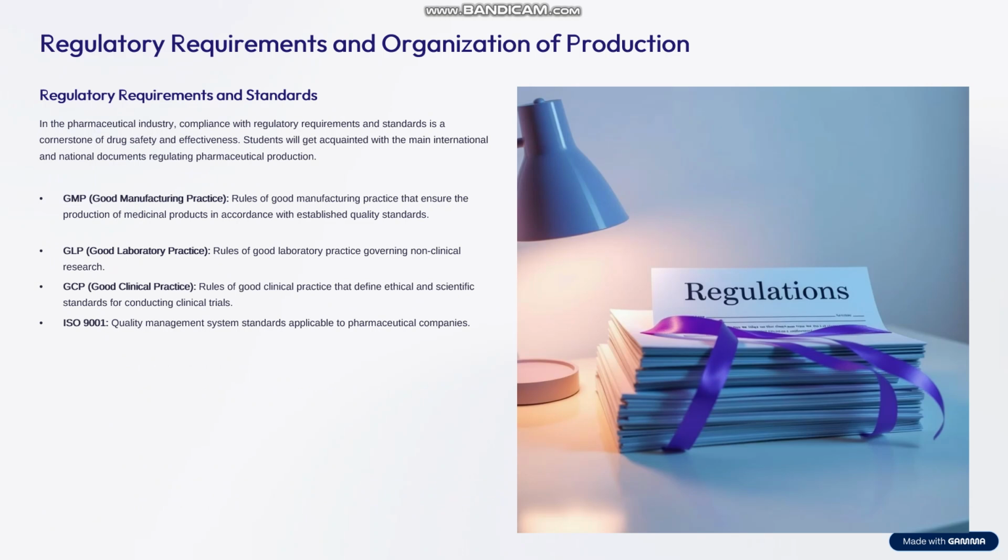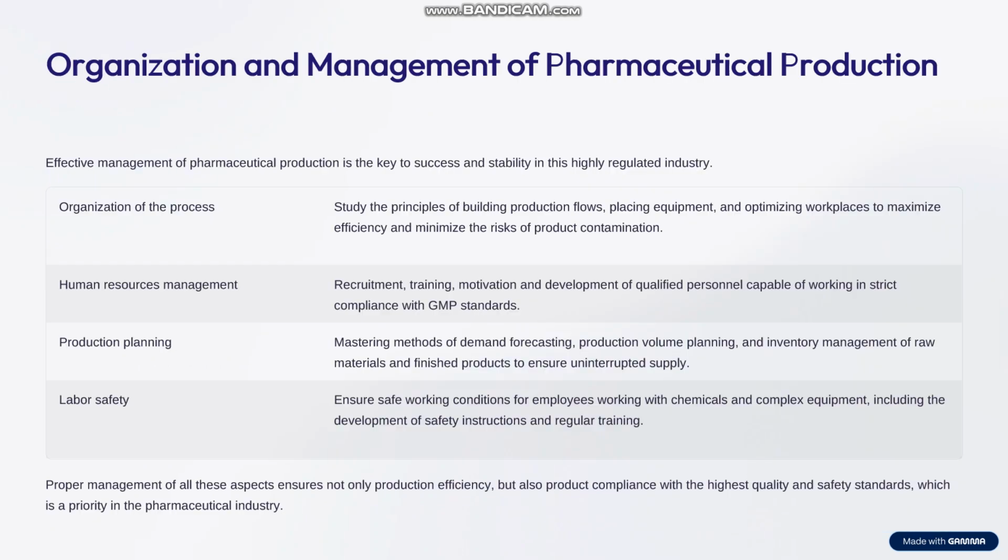GMP, Rules of Good Manufacturing Practice, which ensure the production of medicinal products in accordance with established quality standards. GLP, Rules of Good Laboratory Practice governing non-clinical research. GCP, Rules of Good Clinical Practice that define ethical and scientific standards for conducting clinical trials. ISO 9001, Quality Management System standards applicable to pharmaceutical companies.